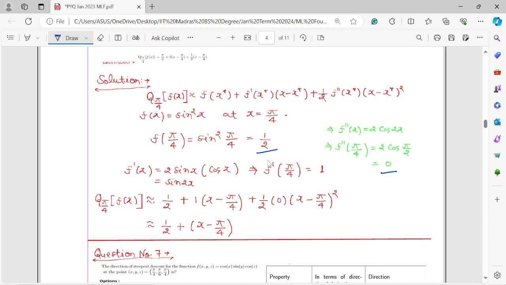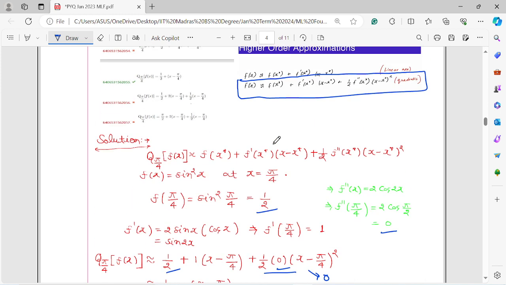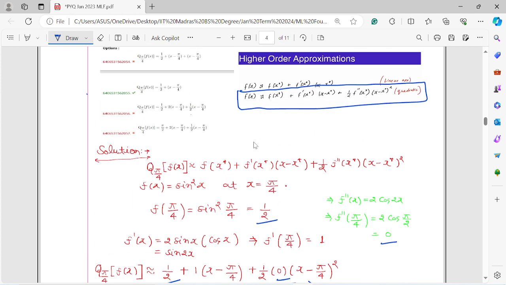Then we substitute all the required values into this formula. The value of the function at x equal to pi by 4 is equal to 1 by 2, and this last term will be 0 because the second derivative at pi by 4 is 0. We have substituted the values and get the result 1 by 2 plus x minus pi by 4, which is the second option. So the second option is correct.